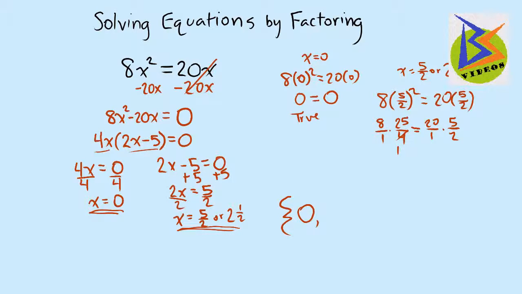4 goes into 4 once, 4 goes into 8 twice, and we're left with 50 equals, we can do some reducing here, 10 and 1. 10 times 5 is 50. Since 50 equals 50, this is also true. And so another one of our solutions is 5 halves, or you could put 2 1/2 in there. And so for 8x squared equals 20x, we have two possible solutions that make it true, 0 and 5 halves.